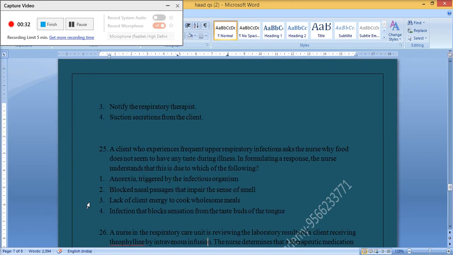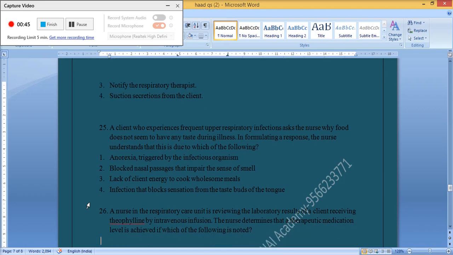25. A client who experiences frequent upper respiratory infection asks the nurse why food does not seem to have any taste during illness. In formulating a response, the nurse understands that this is due to which of the following? 1. Anorexia triggered by the infection organism. 2. Blocked nasal passage that impair the sense of smell. 3. Lack of clean energy to cook wholesome meals. 4. Infection that blocks sensation from the taste buds of the tongue. The correct answer is 2. Blocked nasal passage that impair the sense of the smell.